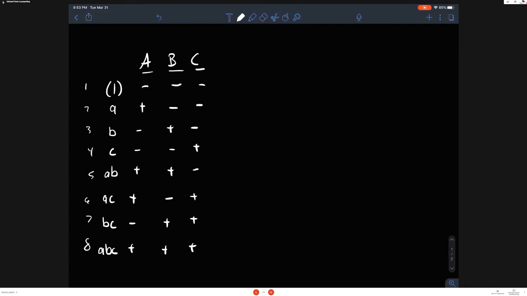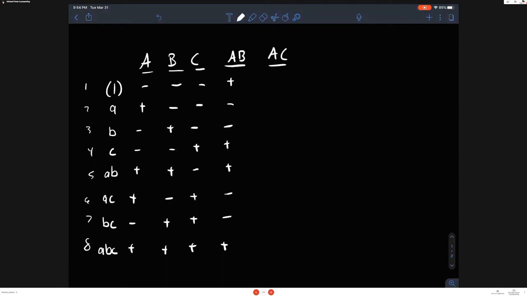Now how we create these interaction terms is we literally multiply the columns. So I'm going to take this column from A and this column from B and multiply these two together. So a negative times a negative is a positive, a positive times a negative is a negative, a positive times a negative is a negative, a negative times a negative is a positive. Positive times positive is positive. Positive, negative, negative. Positive, negative, negative. Positive, positive, positive. So that was multiplying the A values times the B values to get the AB value.